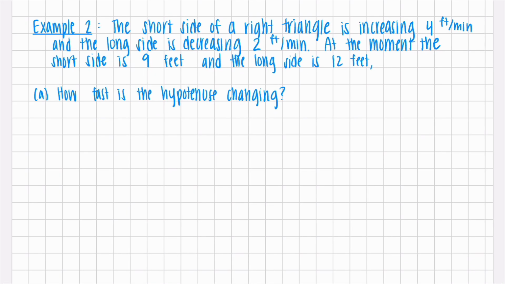Example 2 says the short side of a right triangle is increasing 4 feet per minute and the long side is decreasing 2 feet per minute. So we're talking about a right triangle.